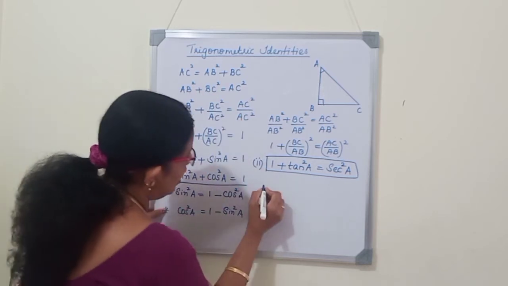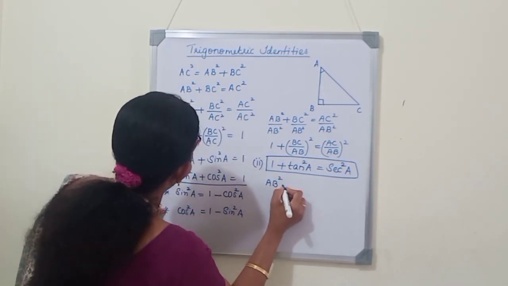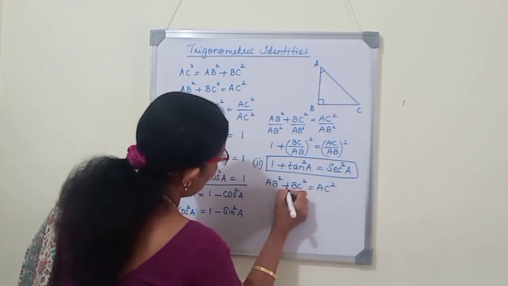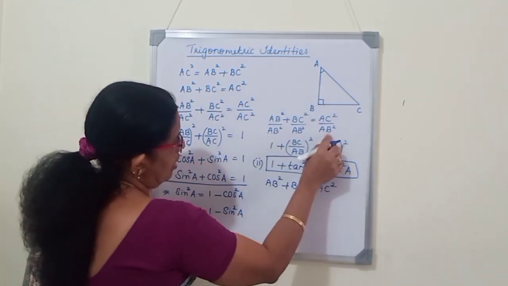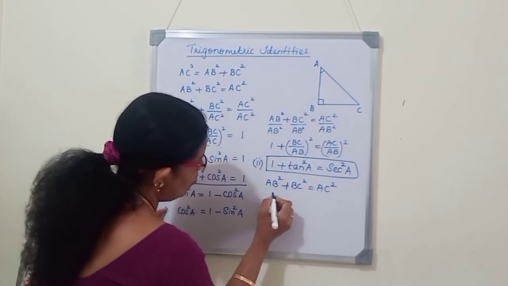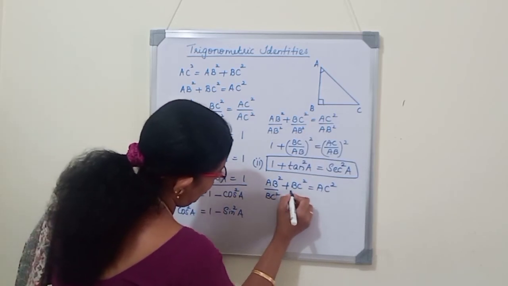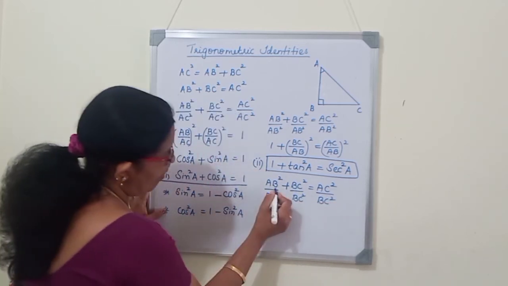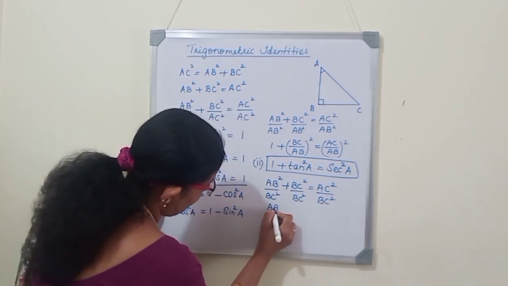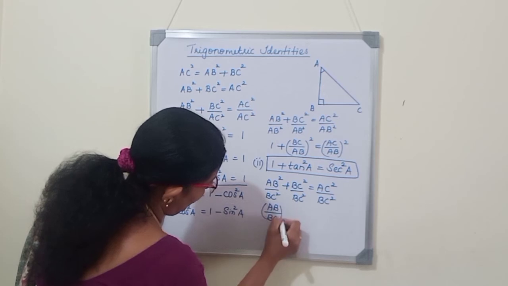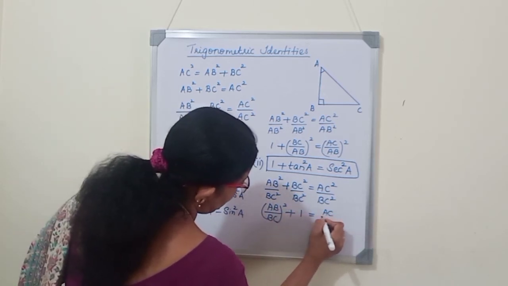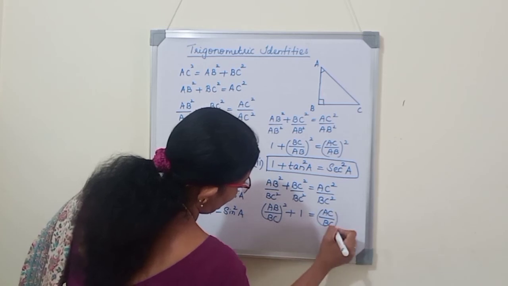For that, once again I will write AB square plus BC square is equal to AC square. Now we will divide each and every term by BC square. AB square by BC square can be written as AB by BC the whole square. BC square by BC square is 1, equal to AC by BC the whole square.